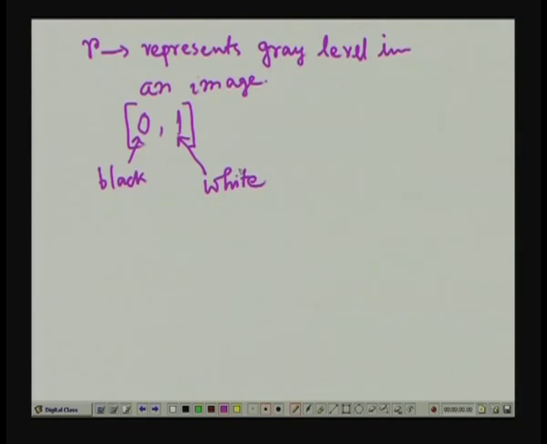Later on, we will extend our ideas to a discrete formulation, when we will consider the pixel values in the range 0 to L minus 1, where L is the number of discrete gray levels present in the image.